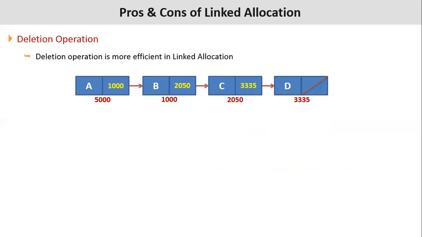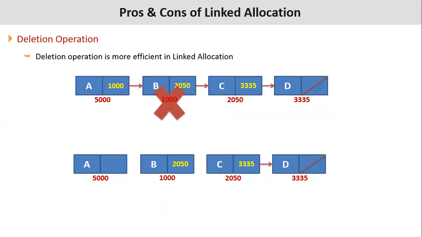Now the deletion operation. The deletion operation is more efficient. We are going to delete the P element from the linked list. We have here 4 nodes A, B, C, D. We are going to delete the P element from the linked list.